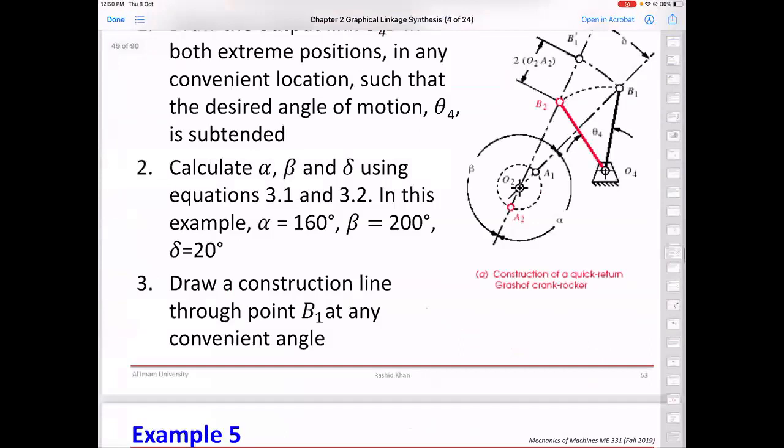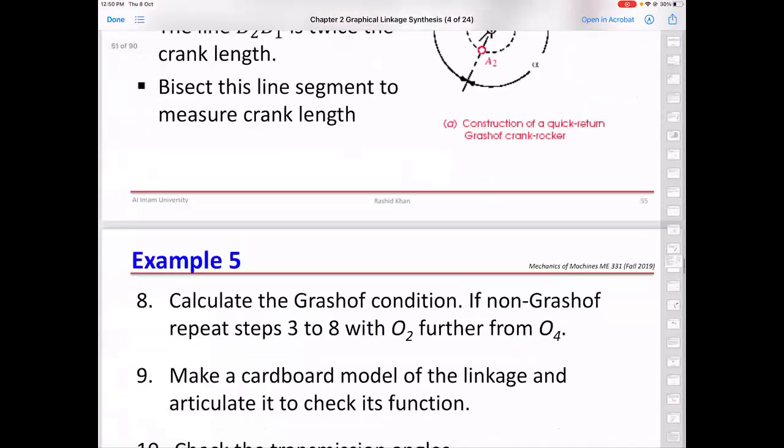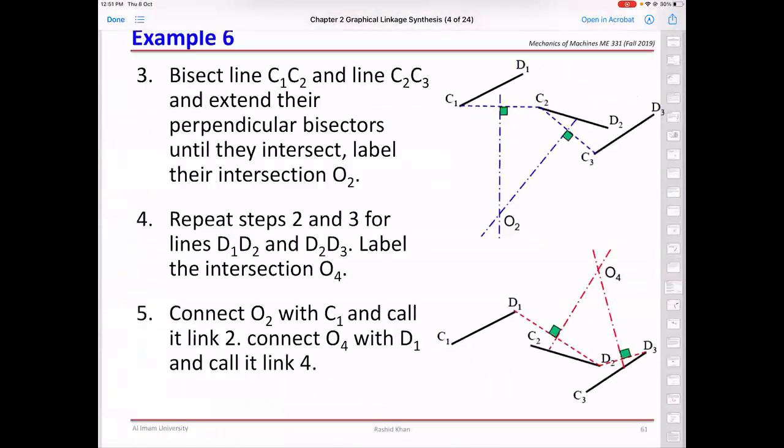So we were here. Okay. We got this first diagram on the right hand side at the top, right? We got this one. Okay. And we mark O2 point. Now we need to see four. Repeat steps 2 and 3 for lines D1, D2, and D2, D3.